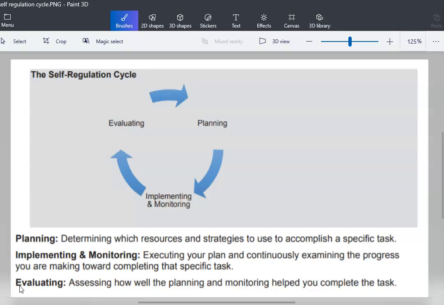The reflect phase helps self-regulated learners understand more about how they learn, so they can become more efficient and more effective the next time. And y'all, that's what we need. We are very busy, and we need to be efficient and effective in everything we do. Reflecting is important for doing a better job next time.